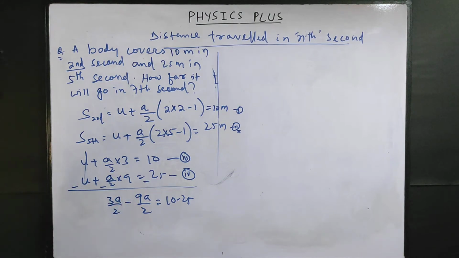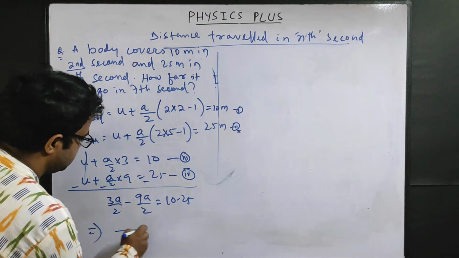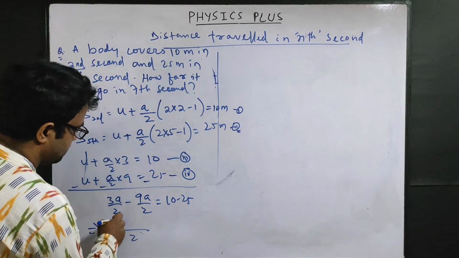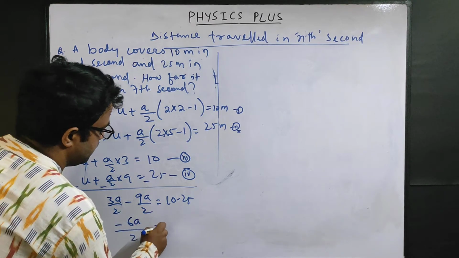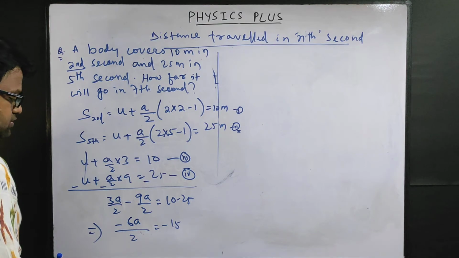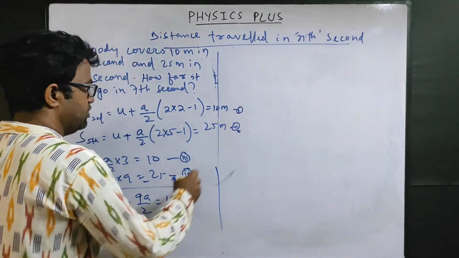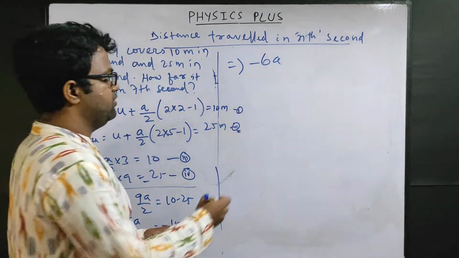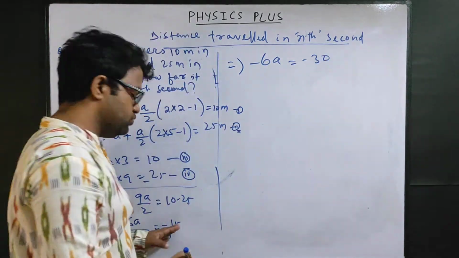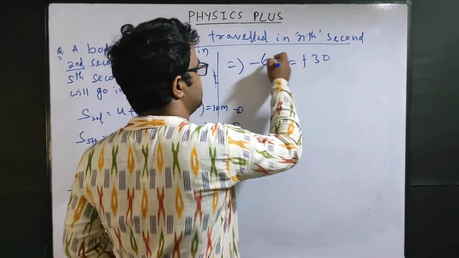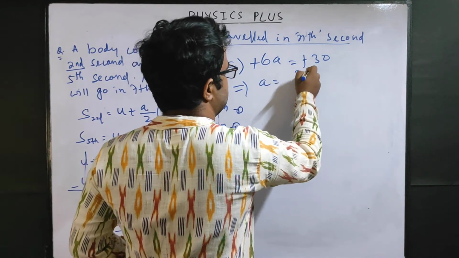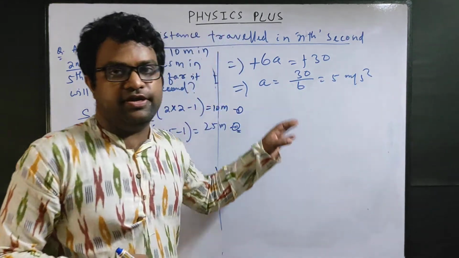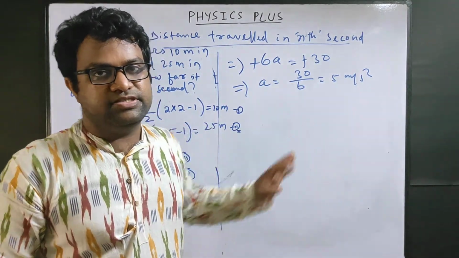So how much are you getting here? Taking LCM 2, 3a minus 9a gives minus 6a equal to minus 15. Now cross multiply, so this gives minus 6a equal to minus 30, since 15 into 2 is 30. The minus cancels out, and your acceleration is 30 upon 6, that is 5 meter per second square. So you are getting an acceleration of 5 meter per second square.